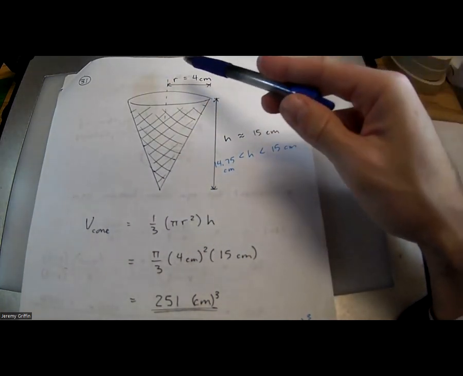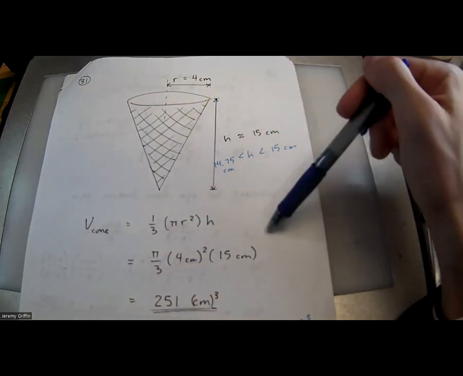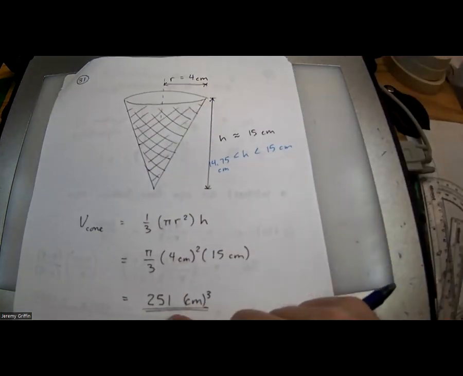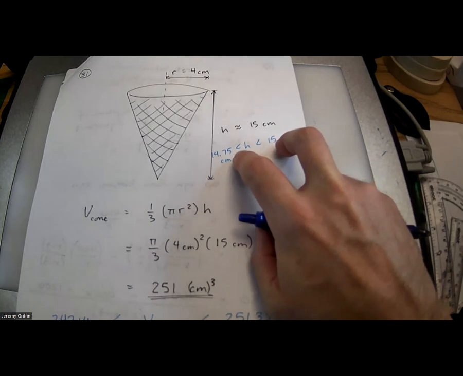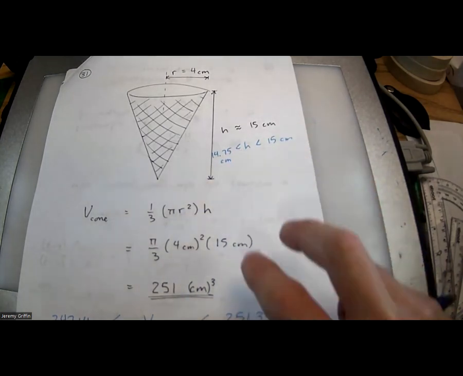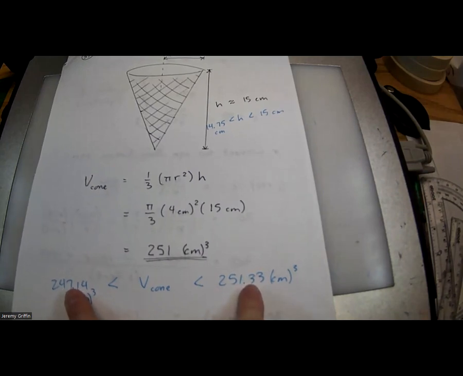Okay. Then they gave you some numbers. They told you R, 4 centimeters. They told you H, call it 15 centimeters, plug. I got 251 cubic centimeters. They did actually give you a very narrow range of values for H. So if you plug each of those in to get the boundary conditions, it goes from 247 to 251 cubic centimeters, but rounded to the nearest cubic centimeter. And any of those would have been acceptable.